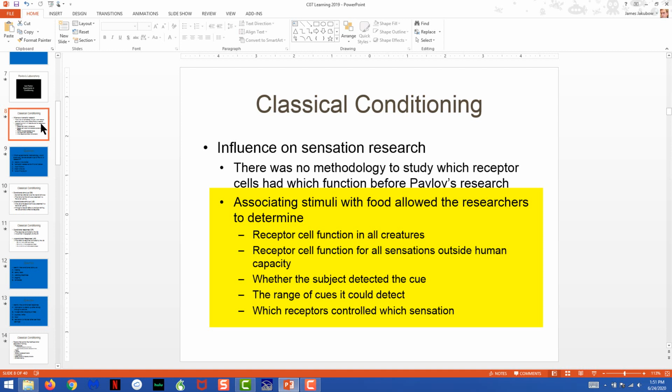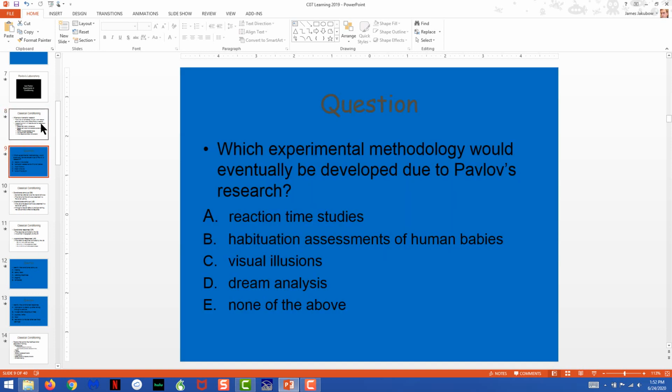This leads to a lot of work on psychophysics, a lot of work in biology in general, and it enhances a lot of the work in the field of psychology. Not just the basic behavioral biology research, but also the idea that learning takes place through associations. Now let's take a look at this question. Which experimental methodology would eventually be developed due to Pavlov's research?